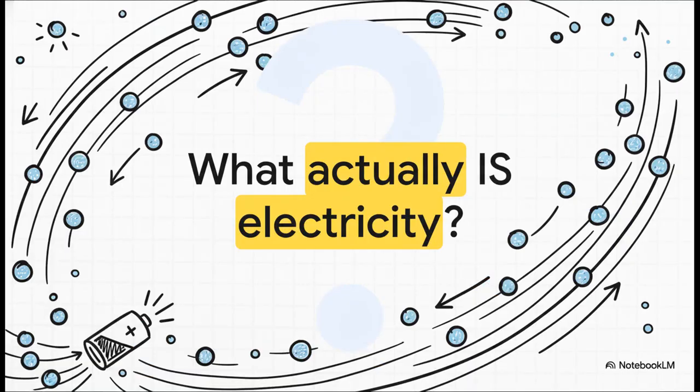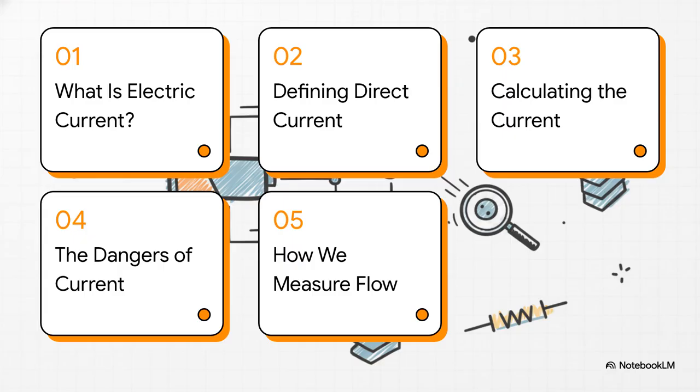So think about it. We throw around the word electricity all the time, but what is it really? When you get right down to it, it's all about movement. It's the controlled flow of something incredibly tiny and incredibly numerous that makes, well, everything from our phones to our cars actually work.